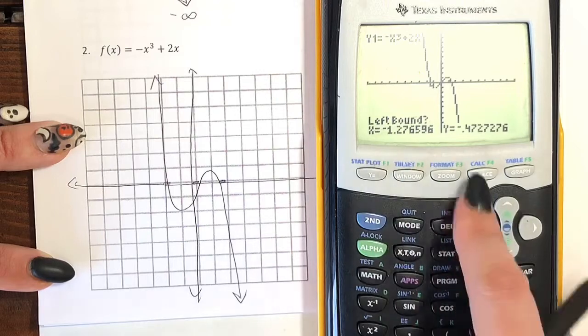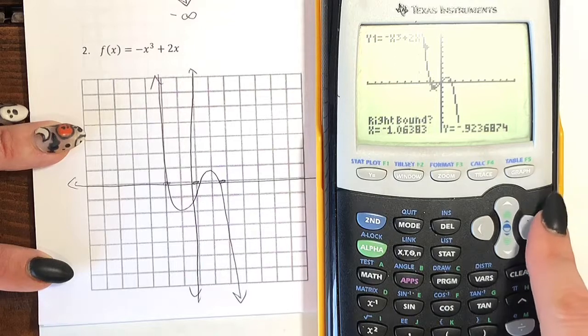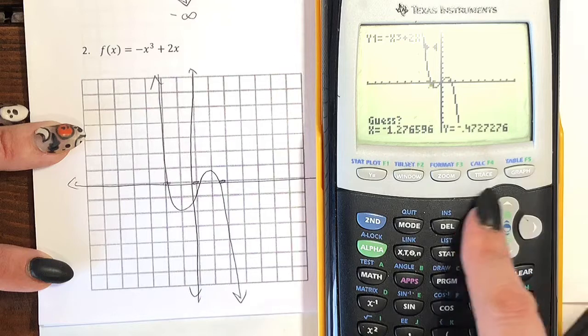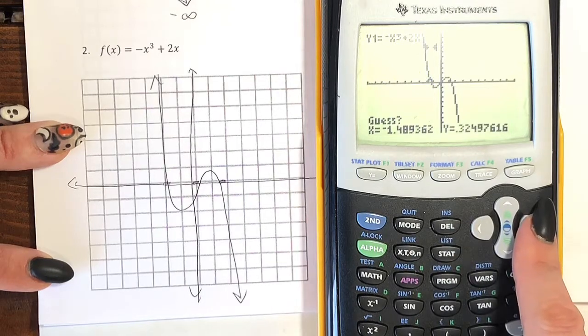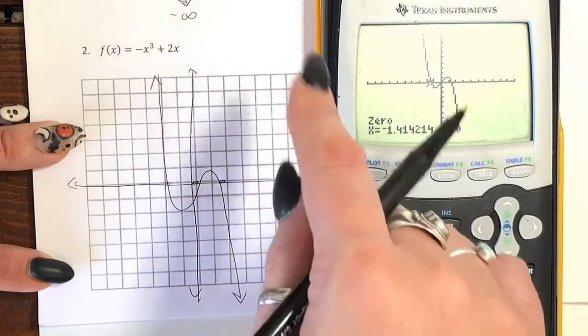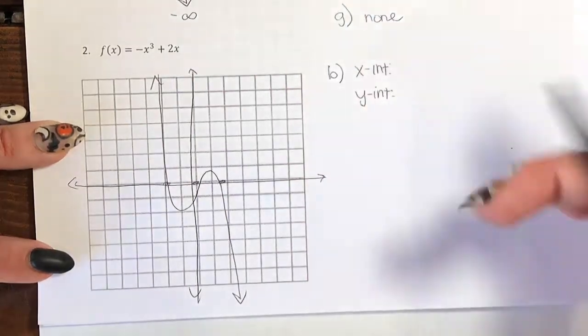So again, we're going left bound first. So you move your left arrow key past your intercept, push enter. Use your right keys to go past it, push enter, and then get as close as you can. See how I can't get quite on the line? It's a little bit above or a little bit below. Just get as close as you can, that's okay, and push enter. So we have an intercept at negative 1.41, comma 0. So there's one of them.